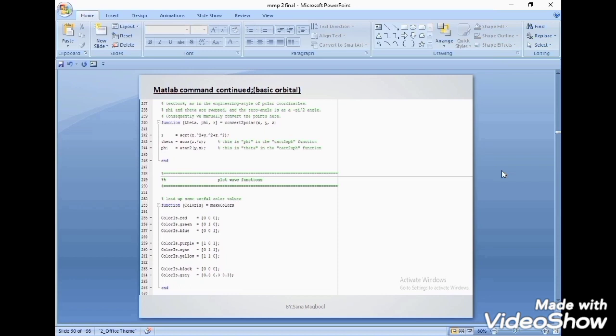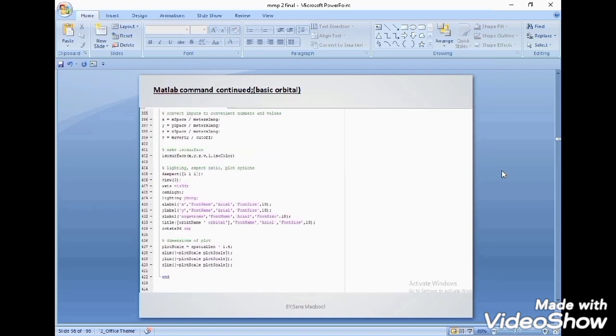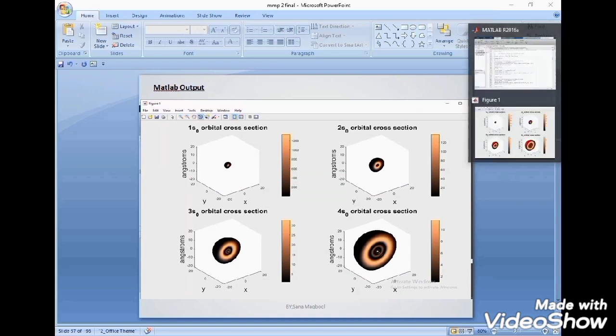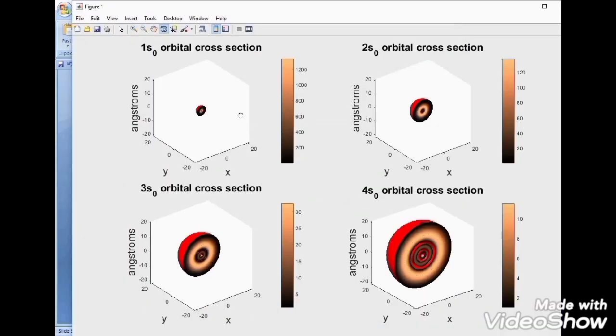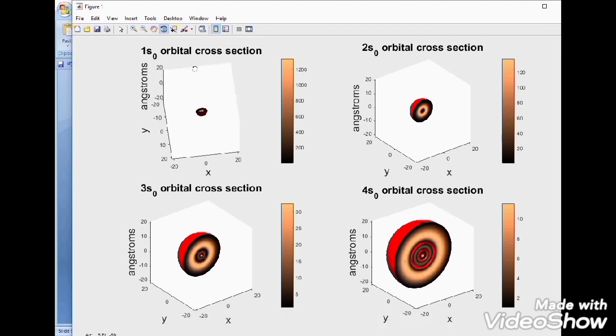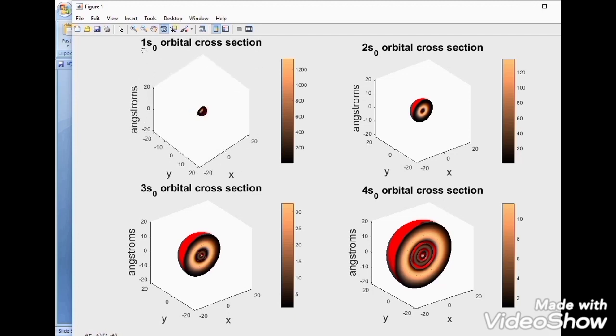Then is the plot cross-section isosurface. It has the color bar, and these are multiples of the cutoff values which are labeled in the constant cutoff. And after manipulating these commands, we have attained this MATLAB result, and we can also rotate these orbitals. For example, this one is the 1s0 orbital cross section, and I am rotating in all the directions.